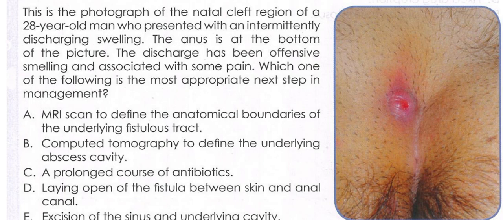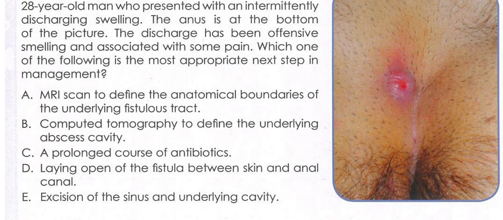From the options, we can see they have given option A, MRI scan, to define the anatomical boundaries of the underlying fistulous tract. B is CT to define the underlying abscess cavity. C, a prolonged course of antibiotics. D, laying open of the fistula between skin and anal canal. Option E is excision of the sinus and underlying cavity.